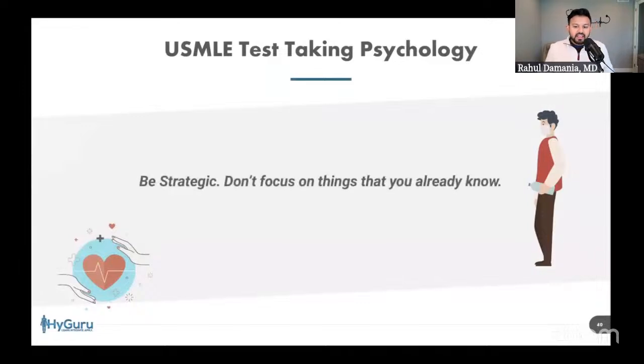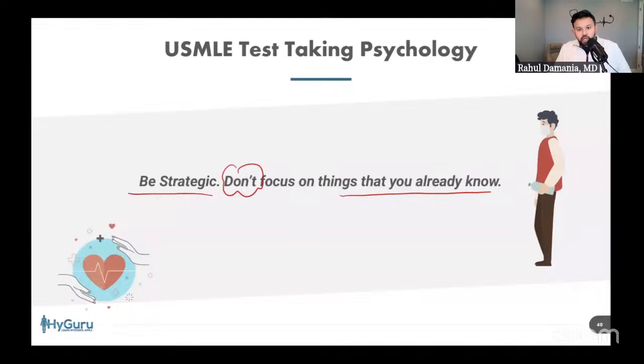So here is a test-taking psychology. Be strategic. A lot of students really want to create notes on things that they already know. Don't focus on things that you already know. Learning is about being outside of your comfort zone and filling in the gap. I am here on this topic. I got a question wrong. I need to go here on this topic. Don't just keep annotating and reviewing things that are in your comfort zone that you already know. If you know that the heart has 4 chambers, you don't need to focus on those questions. You need to focus on the more challenging questions for you.